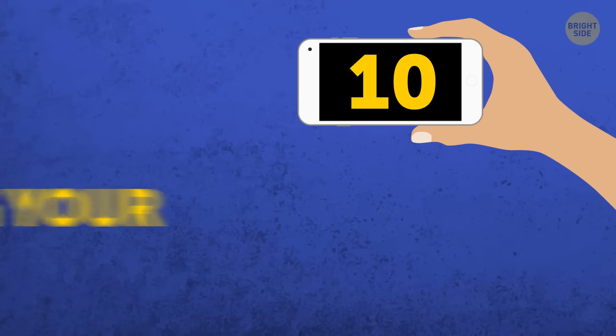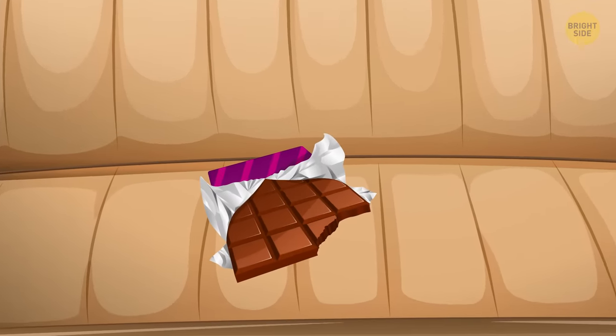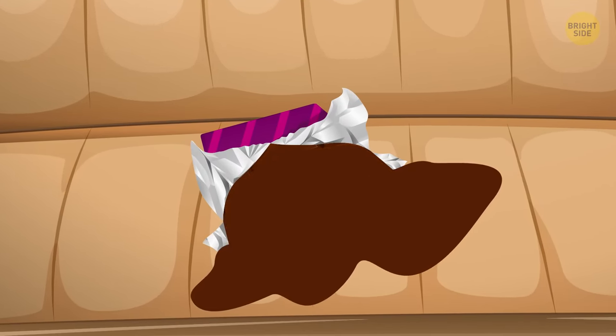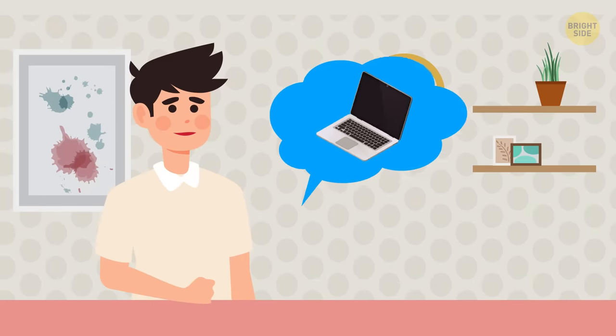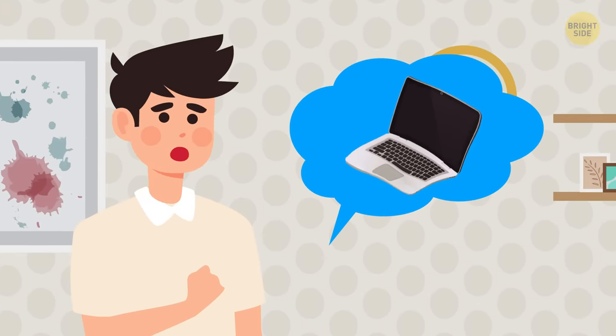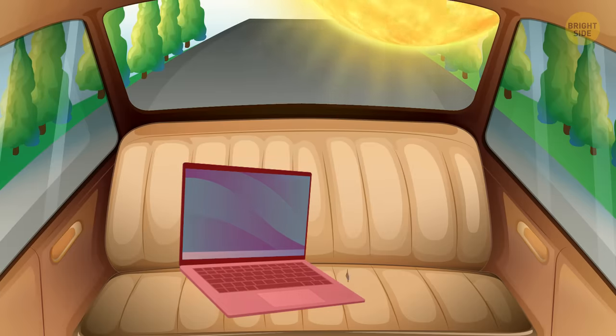Number 10. Leaving your laptop in your car. Have you ever left a chocolate bar in your car, and all that was left was some warm brown goo? Believe it or not, the same thing can happen to your laptop if you leave it in a hot car. It might not liquefy, but on a summer day, your car can get more than hot enough to melt plastic and damage the internal components.